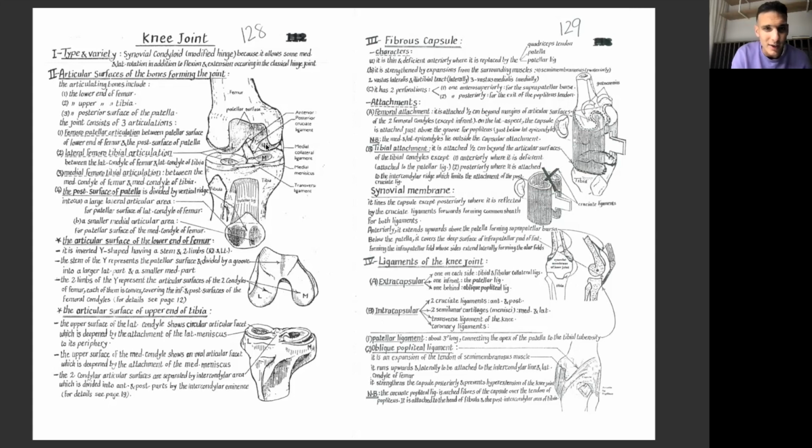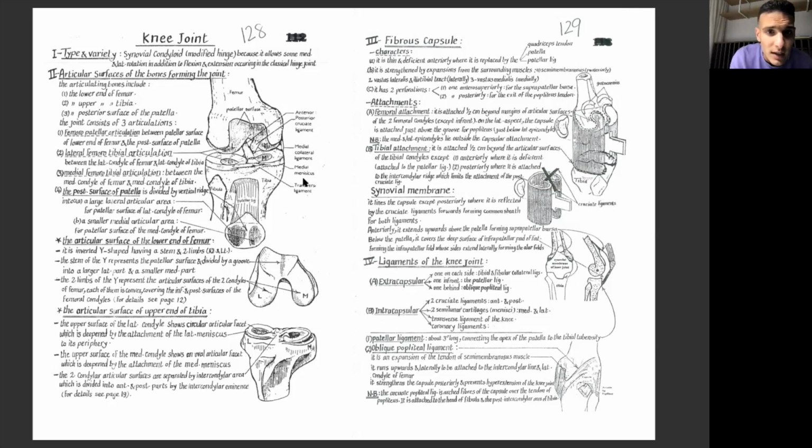And what are they and where are they? They're here: anterior cruciate ligament, posterior cruciate ligament. You will have to study where those ligaments are attached and where they originate. All of them. Next, two semilunar cartilages, menisci, as I said, medial and lateral, which are found here. And we have the transverse ligament of the knee and the coronary ligaments.